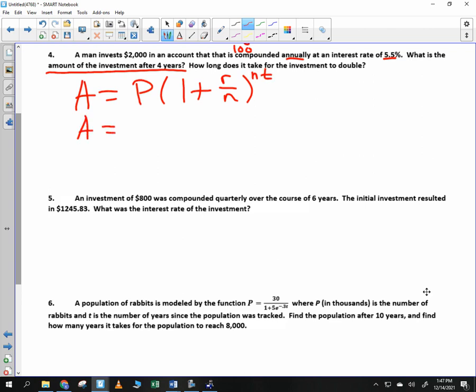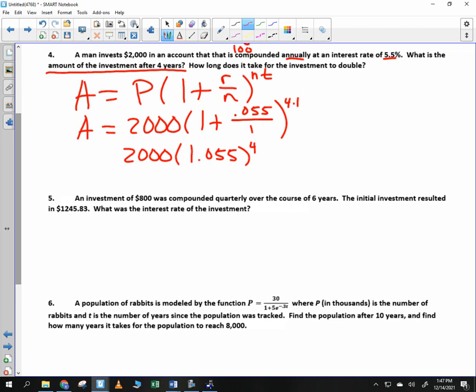The amount is, what's the principal? 2,000 times 1 plus, what's the rate? So 0.055, okay? 0.55 would be 55%. 0.055 is 5.5%. Move it 2 places. Divided by how many times is it compounded? Annually means once during the year, raised to the 4 times 1 power. So in other words, 2,000 times 1.055 raised to the 4th power. And what'd you get? 2,477.25.